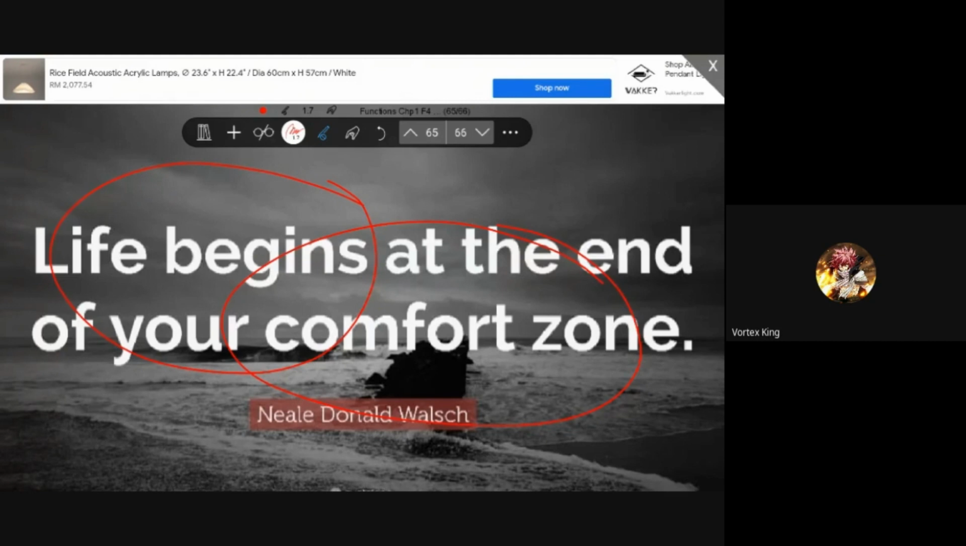So you must get comfortable being uncomfortable. Kamu kena selesa jadi tidak selesa. That's a famous quote also. So you need to get out of your comfort zone. Yeah, betul. Kamu semua tahu tak?